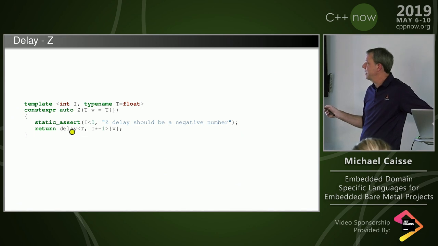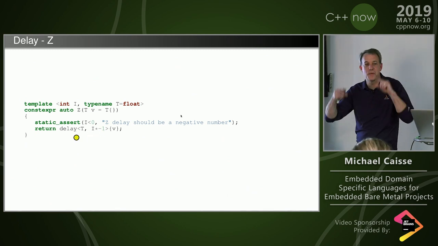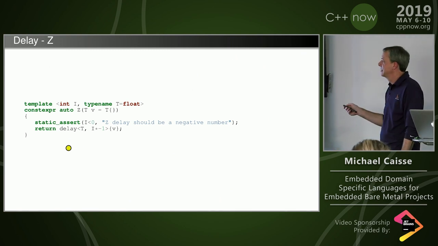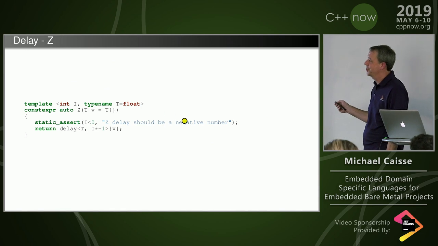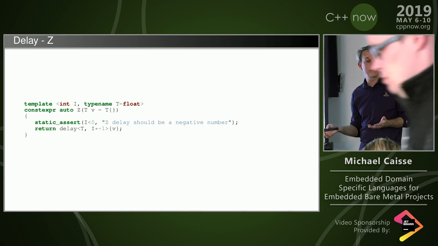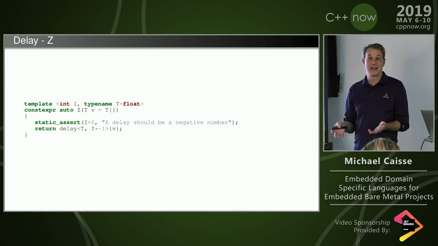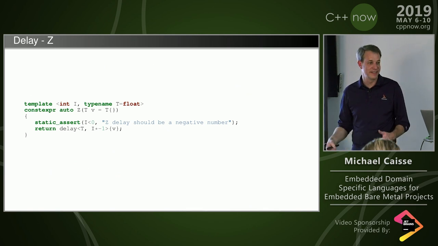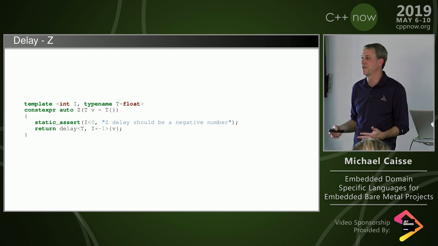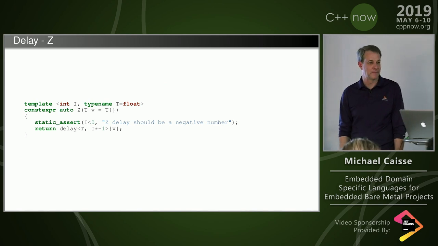It's going to delay by whatever the index is minus 1, because I want the user to put in negative numbers. In fact, I'm going to make sure they do. I'm going to check with a static assert, so I'm adding a little bit of checking. Now, why do I want a negative number? Because as far as I'm concerned, this is a Z transform, and Z minus 1 means 1 delay. I want somebody to put Z^-1 in, because I don't know how to deal with future values that I haven't seen yet. So there we go.